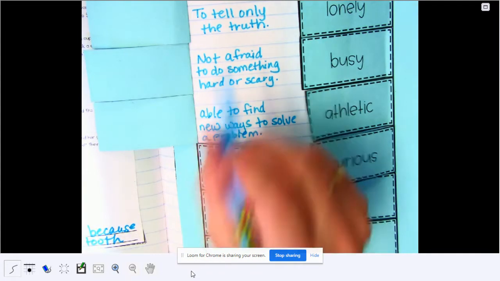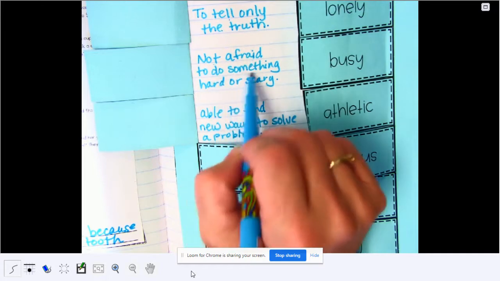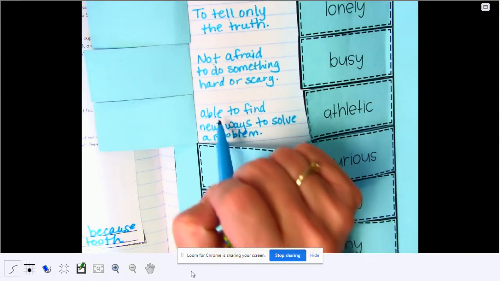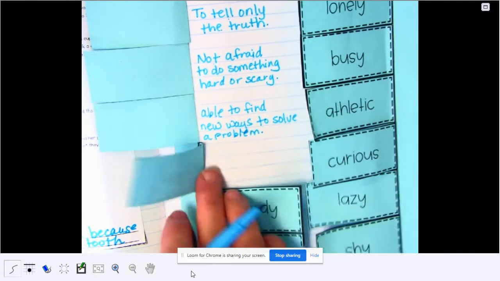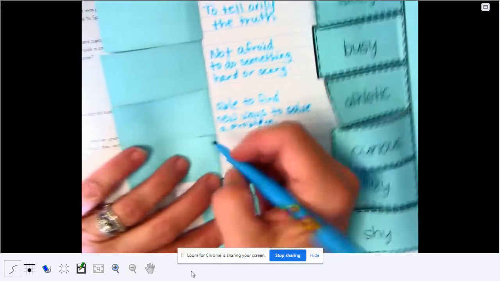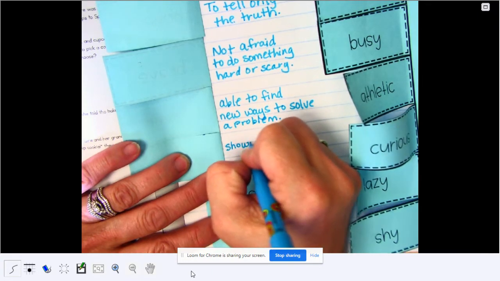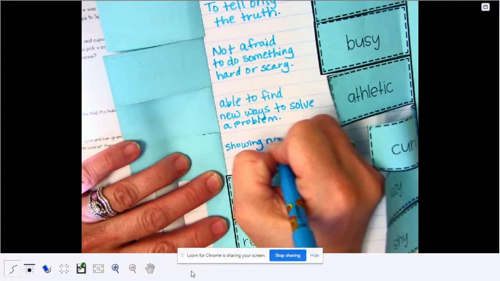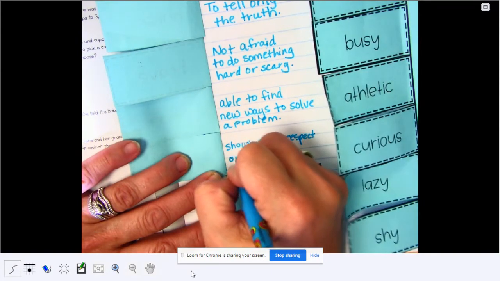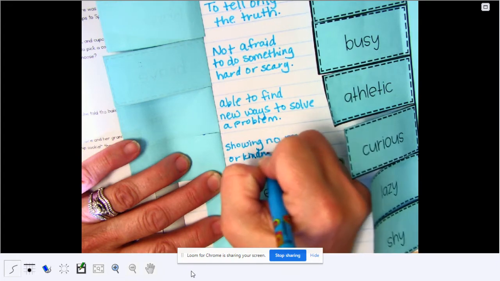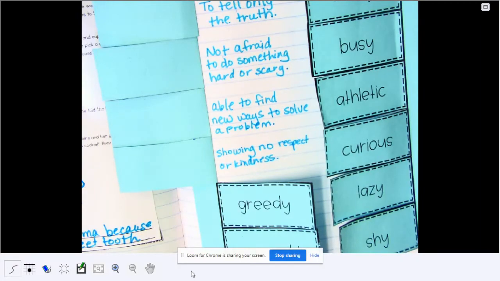Okay, so first we have to tell only the truth. That's for honesty. Not afraid to do something hard or scary. That's brave. Able to find new ways to solve a problem is clever. And now we're going to go to rude. Okay. Showing no respect or kindness. When you are rude, you are showing no respect or kindness to others.